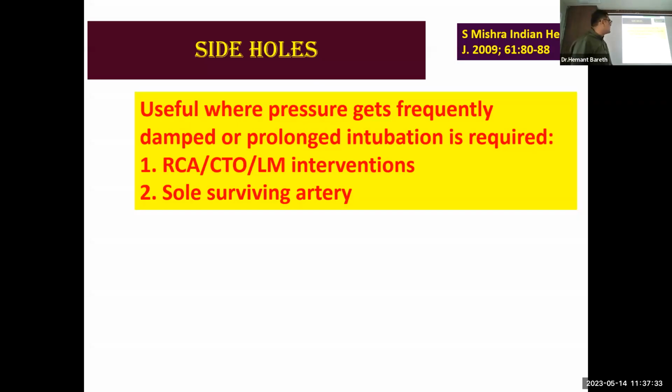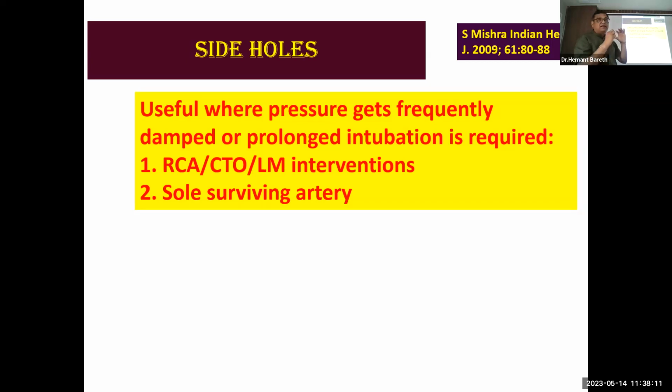Now, something about side holes. You might have seen that many catheters have side holes. So when do you use side holes? Normally when you put a catheter, let us say this is the left main and this is the catheter. Once you put the catheter inside, some flow inside the left main is still possible because the catheter is not occupying the whole of the left main. So some flow is still happening, even while you hook the catheter.